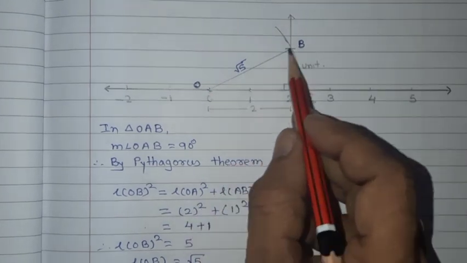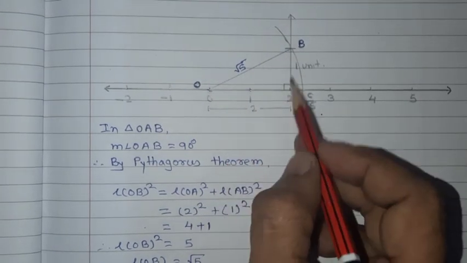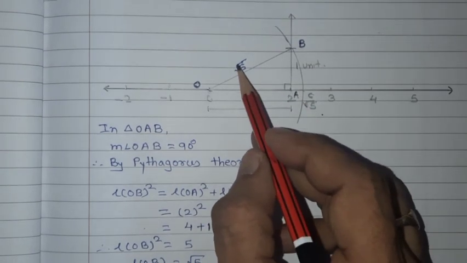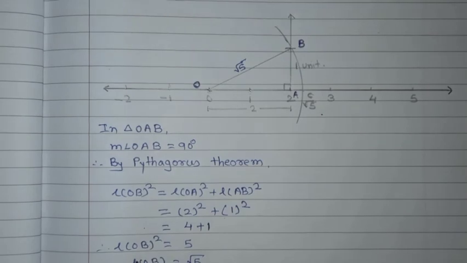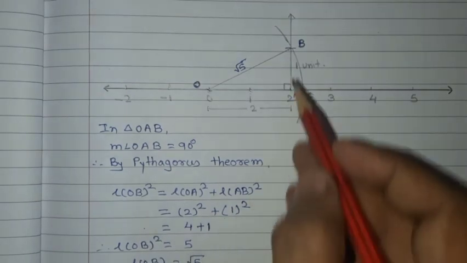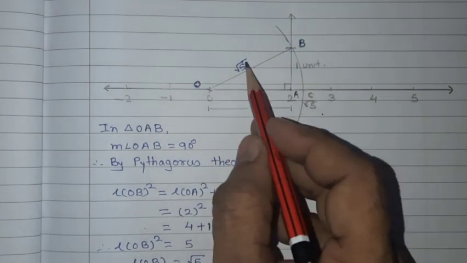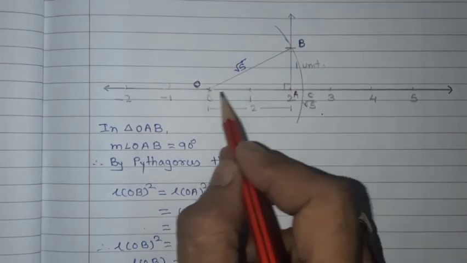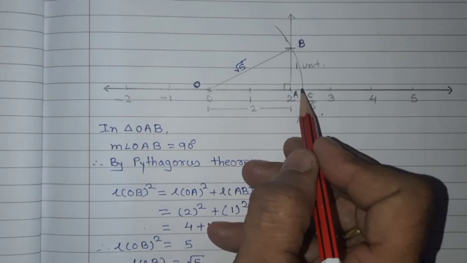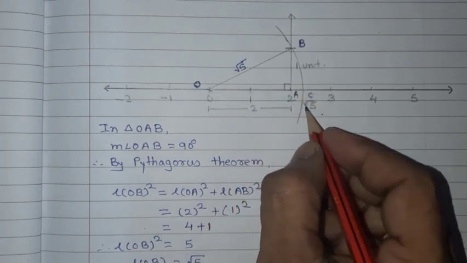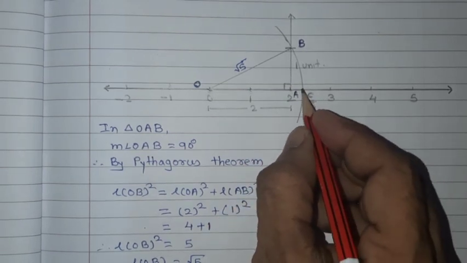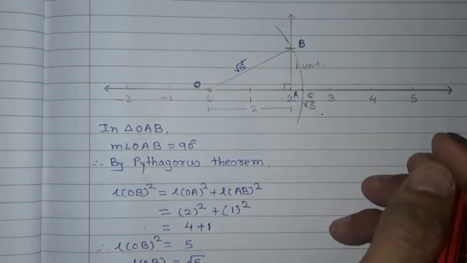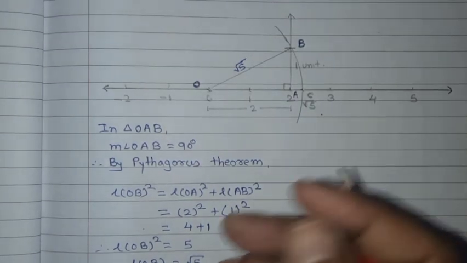Then we join this O with B. Here we get a right angle triangle. In this right angle triangle we find root 5 by using the Pythagoras theorem, and this OB is root 5. Similarly, by using a compass we draw the arc on the number line. Then we get distance OC. Distance OC is root 5. Therefore point C represents the number root 5. I think everyone understood this point.